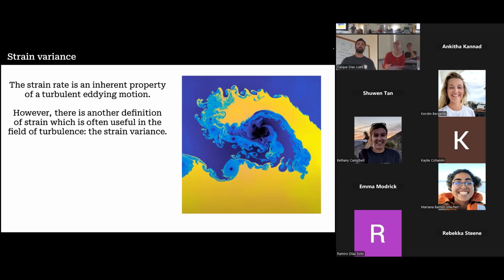So is strain a measurement of the potential for stretching and stirring, or is it a measurement of stirring itself? The strain rate is a measurement of how much stretching and steering is happening. Strain variance is a measure of how much deformation happened. Okay. So they're two different.